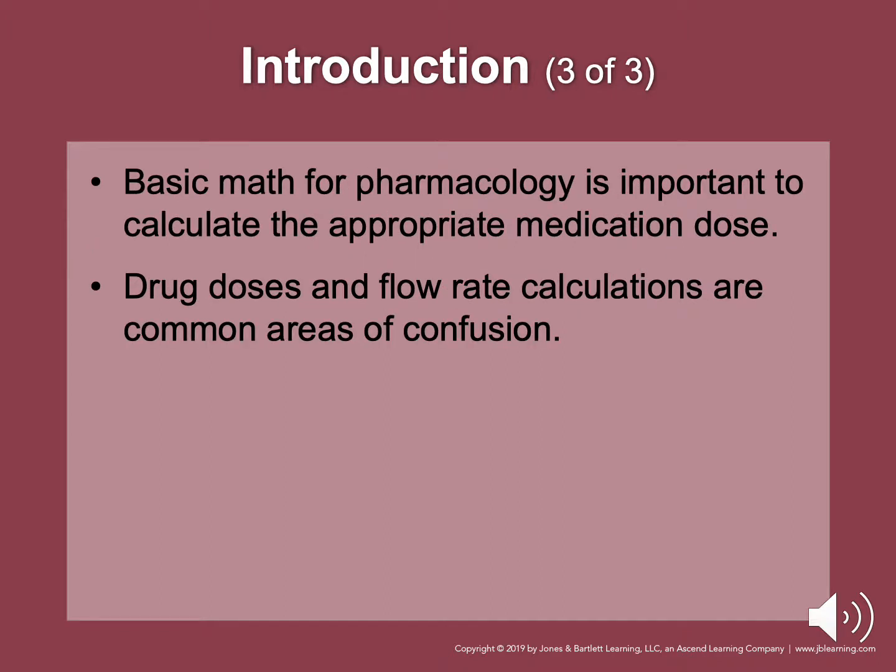So basic math for pharmacology: it is important to calculate the appropriate medication dose. Drug doses and flow rate calculations are common areas of confusion. Adverse reactions, including death, may occur if you administer an inappropriate dose or drug, you give a medication by the wrong route, or you give the medication too rapidly or too slowly. So adverse reactions can happen from a lot of different things.